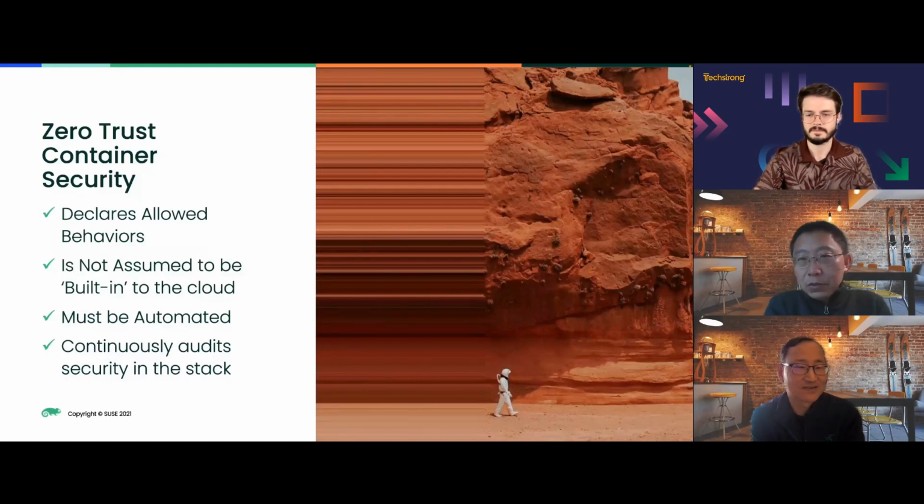I saw there's a new question: is NewVector available as a PaaS offering on AWS, Azure, and GCP? Glenn, you want to take that, since I'm reading the questions? So NewVector is a container that's deployed via Helm charts, Rancher, or kubectl commands.